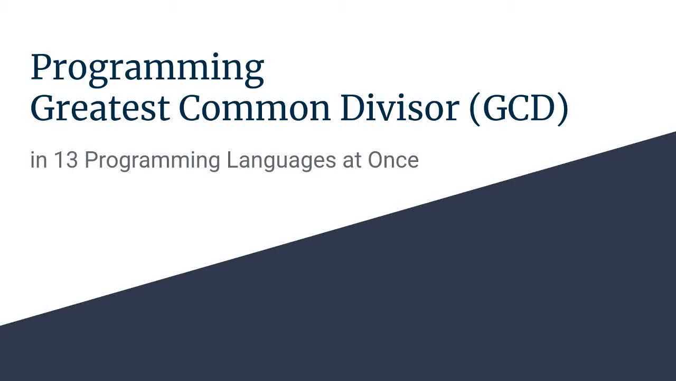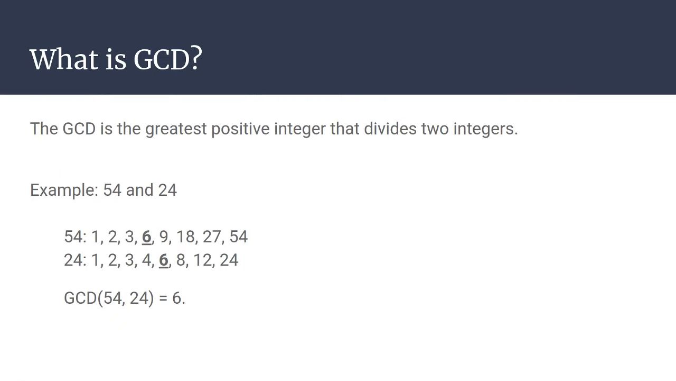In this video, we are programming the Greatest Common Divisor, or GCD, in 13 programming languages at once. First of all, what is GCD? The GCD is the greatest positive integer that divides two integers. Take, for example, 54 and 24.